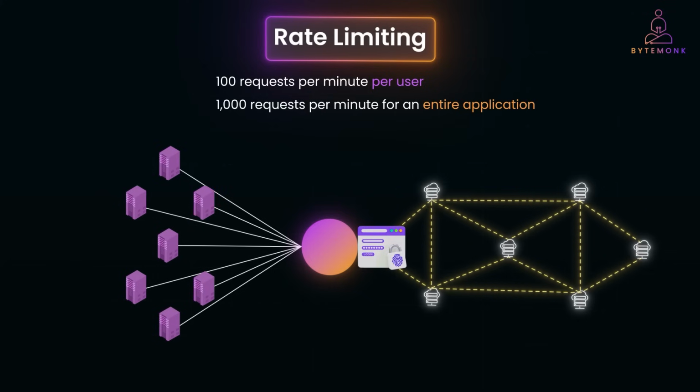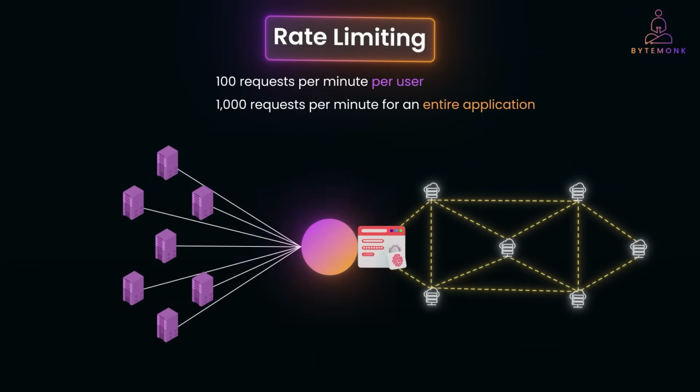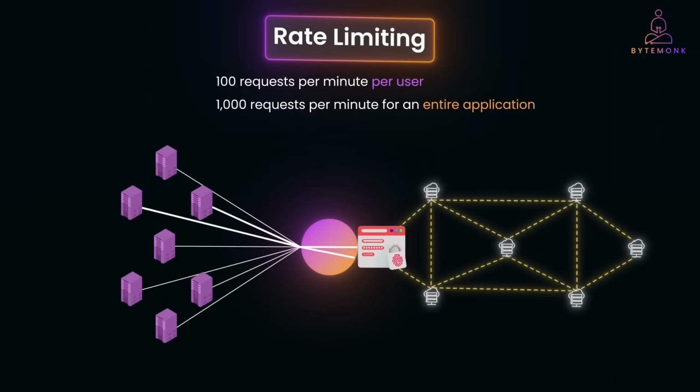Imagine you have a login service. You don't want a brute force attack hammering your server. A rate limiter here could allow just 5 attempts per minute. Anything beyond that is immediately rejected.